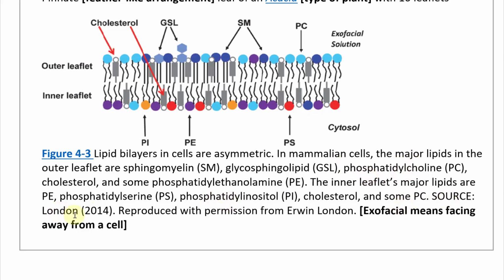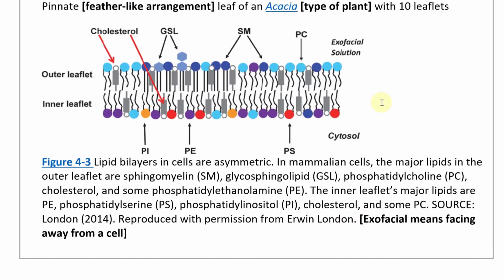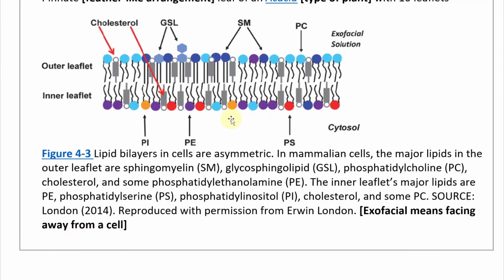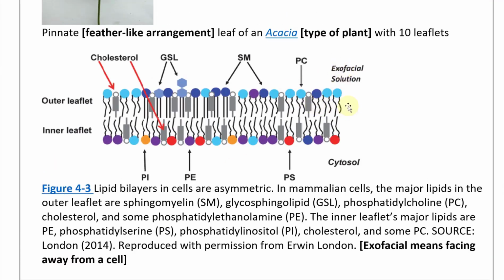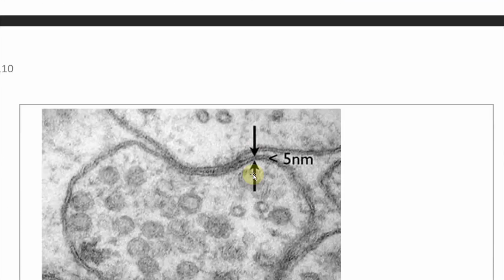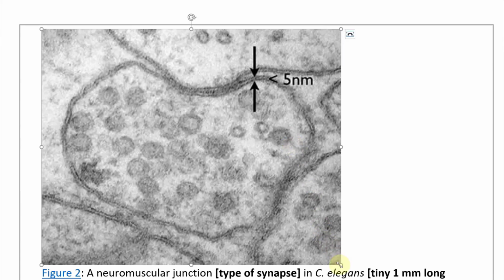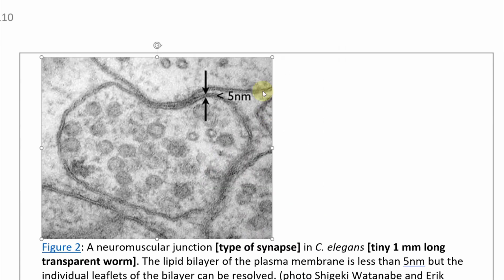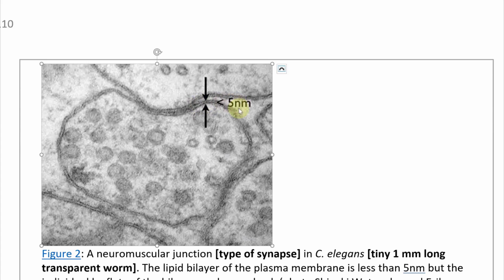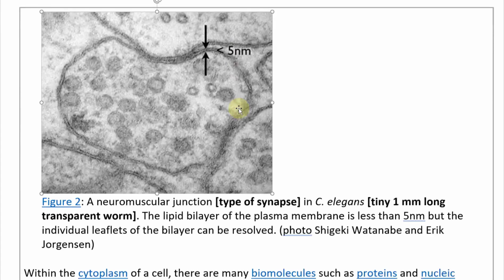And yes, the source, London 2014, and the source is inside this link there, reproduced with permission from Erin Lundell. And this right here, exofacial solution, means facing away from the cell. So exofacial, exo is away or apart, or without. And it's inside of the cells over here. Let's just zoom in right here, and there is the size of it, 5 nm. Remember, a nanometer is a billionth of a meter.